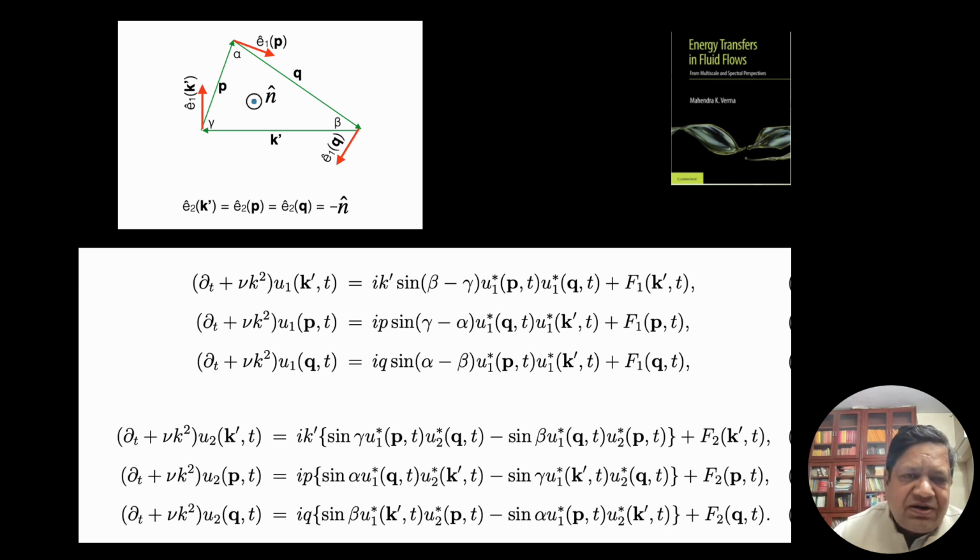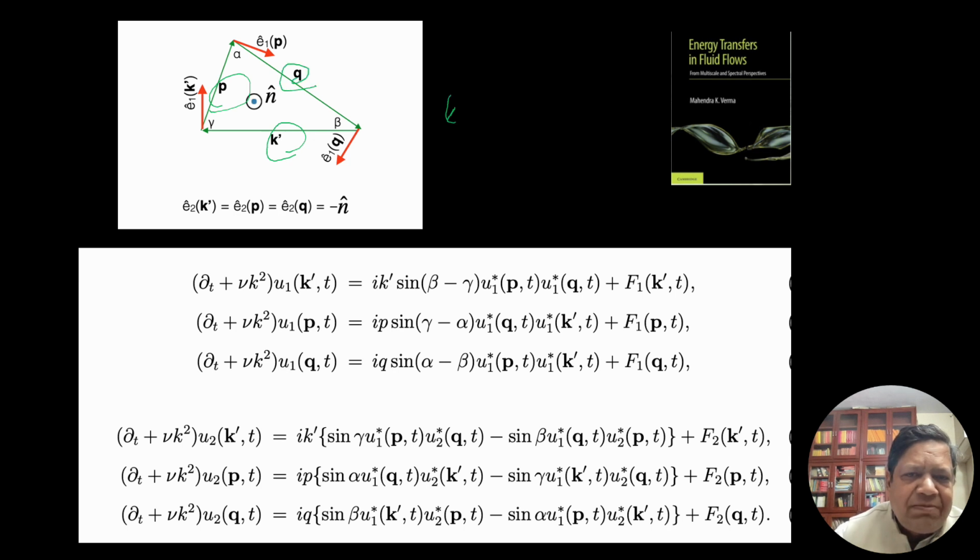Triad is a basic unit, and then we integrate over all possible triads. This is also done in standard field theory, so it's nothing unique. But it turns out if you just focus on a triad and write down the equations, it is more compact. So let's focus on a triad, which is an interacting triad. We have three vectors K prime, P and Q.